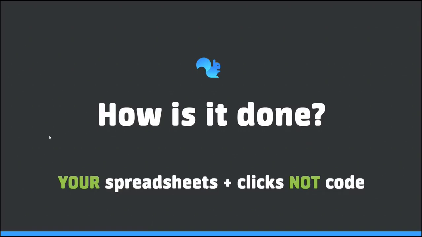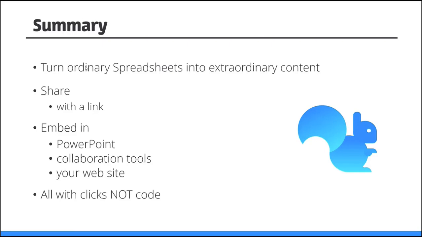So that's how it's done. It's done by taking your spreadsheets and turning them from ordinary spreadsheets into extraordinary content, just by importing the spreadsheet, putting your user interface controls, your charts, your sliders, whatever it is, onto the canvas, and then hooking those components up to the spreadsheet, and then pressing publish and putting it on the web. You can then share it with a link.